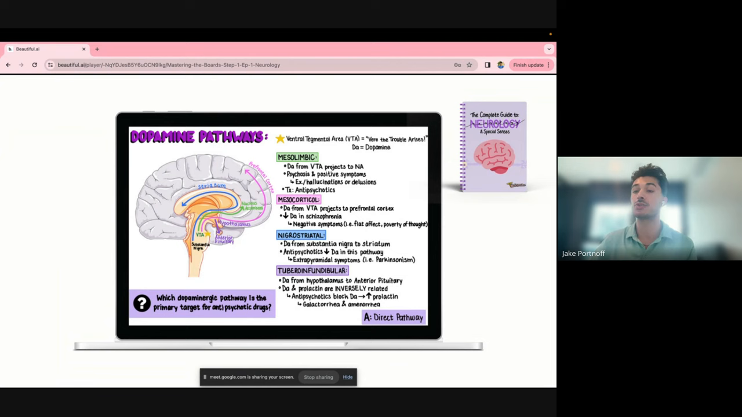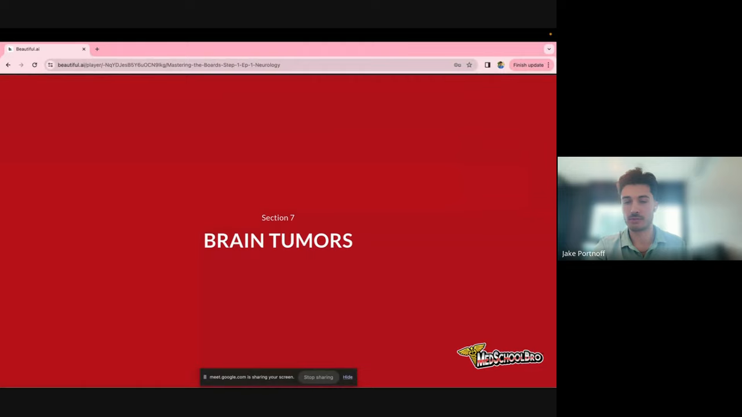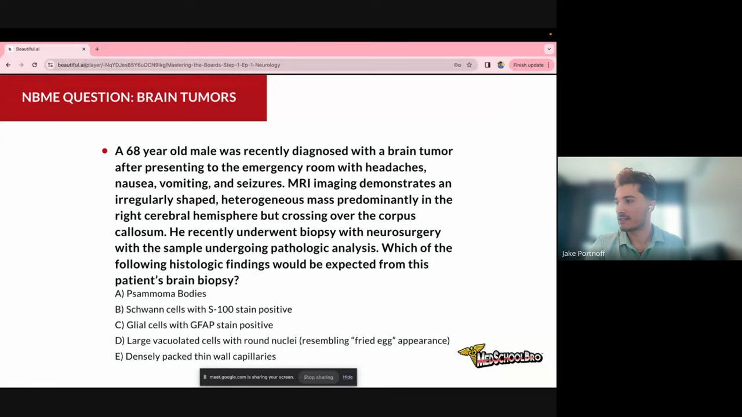That's very, very key, guys, to understand these different pathways and the integration with antipsychotics, okay, and Parkinson's, brain tumors. Let's do this. And we are, guys, getting towards the end here. Stay active, stay engaged. We are probably in the final three, four questions here.